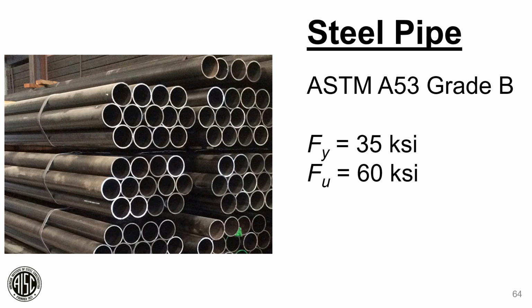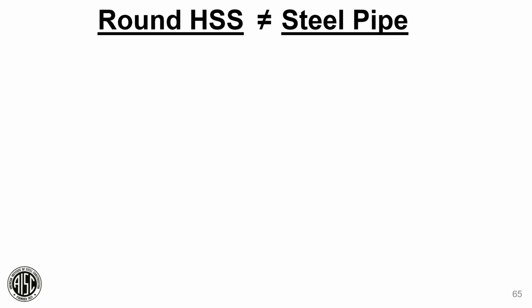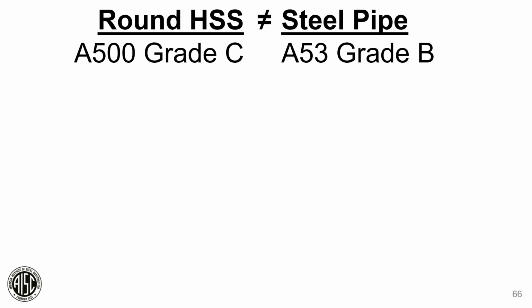Steel pipe. Steel pipe has the same ASTM standard that it's had for a long time. It's ASTM A53 grade B with a yield strength of 35 KSI. I need to point out a couple important things. Round HSS is not steel pipe. They are made to different ASTM standards.